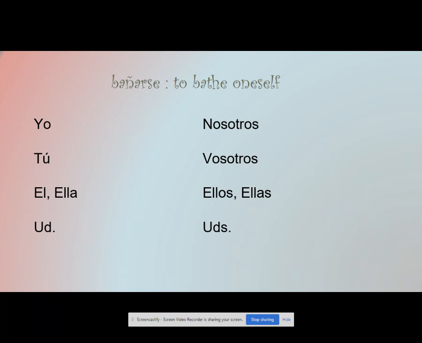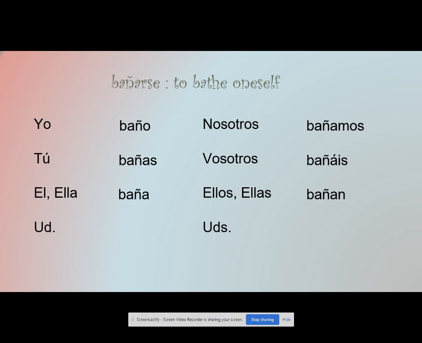All right, so to conjugate these reflexive verbs, you're going to conjugate the verb as if you were to conjugate it regularly. Bañar is an AR verb, so you would conjugate it like a regular AR verb. Baño, bañas, baña, bañamos, bañáis, bañan. All right, so it's conjugated regular. Now, when we conjugated this, we dropped the AR and we dropped the SE. All right, so we dropped both the AR and the SE and we conjugate it regularly.